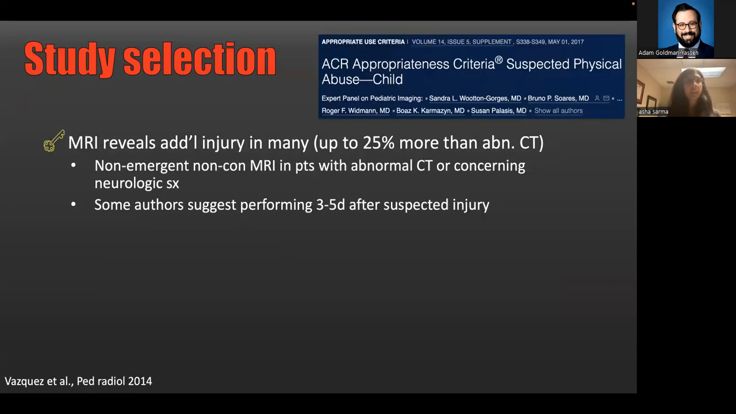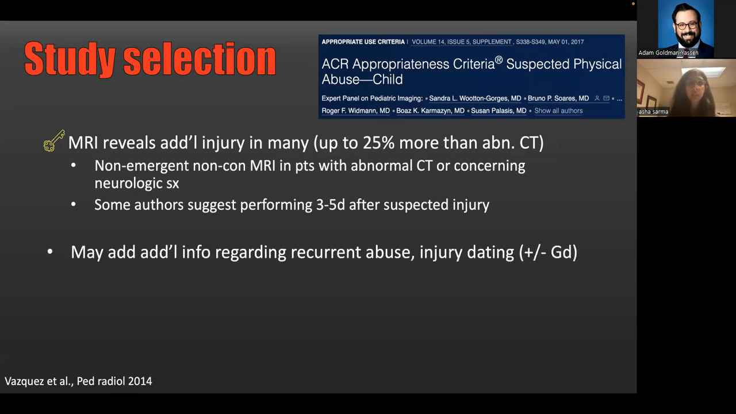So what is the role of MRI? MRI is important to perform in many cases as it reveals additional injury in up to 25% of cases over an abnormal CT. So non-emergent, non-contrast MRI is performed in patients with abnormal CT or concerning neurologic symptoms. And some authors suggest performing this 3 to 5 days after the suspected injury in order to increase the yield. And it may also add additional information regarding recurrent abuse and also injury dating in certain cases.